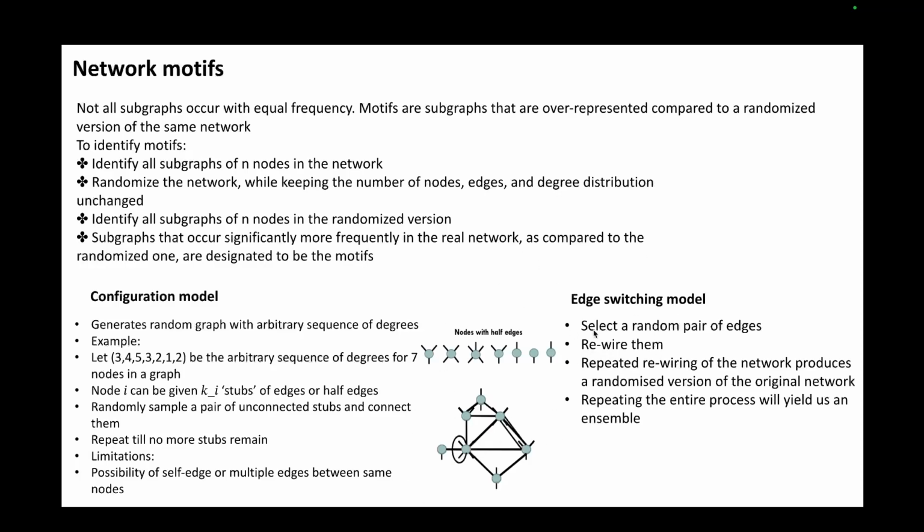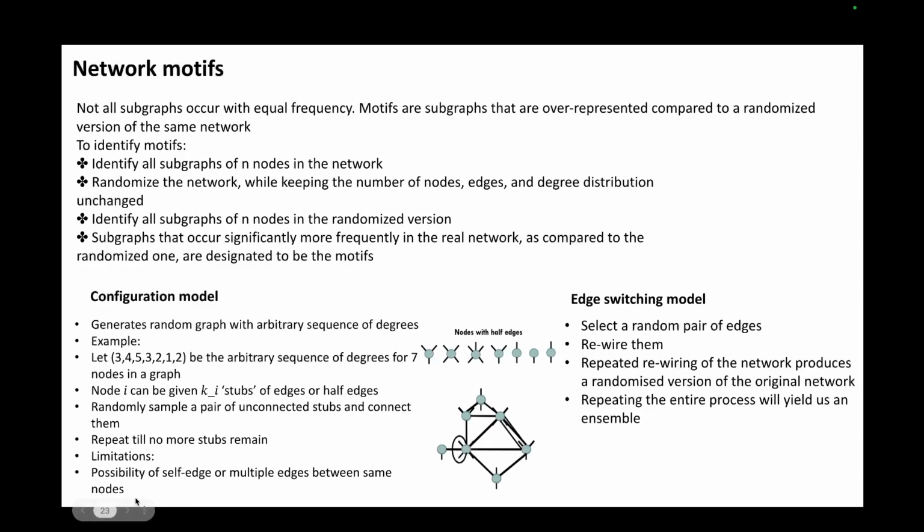So these are two models to identify network motifs. One is the configuration model, which will generate a random graph with an arbitrary sequence of edges. Basically, they'll cut the edges, so what will form is these small stubs. Each edge will correspond to two stubs, and we'll randomly sample a pair of unconnected stubs and connect them, and you'll repeat till there are no stubs remaining.